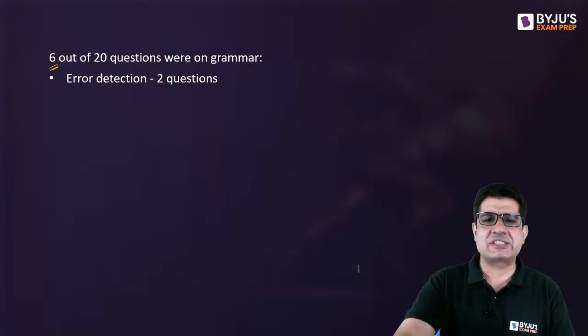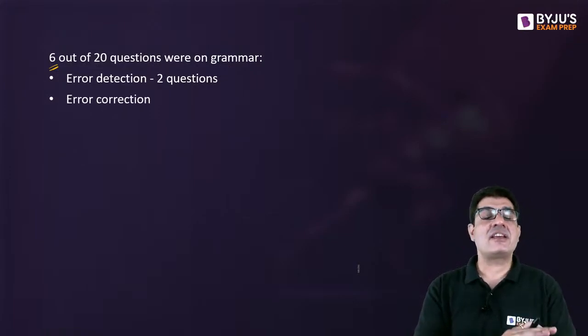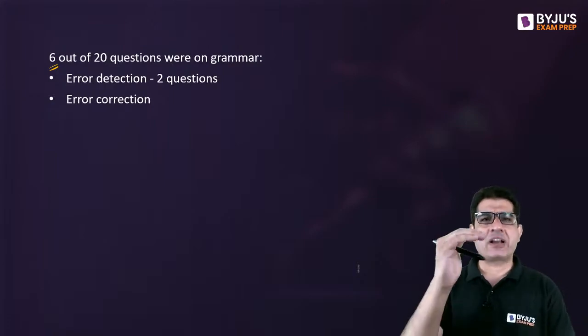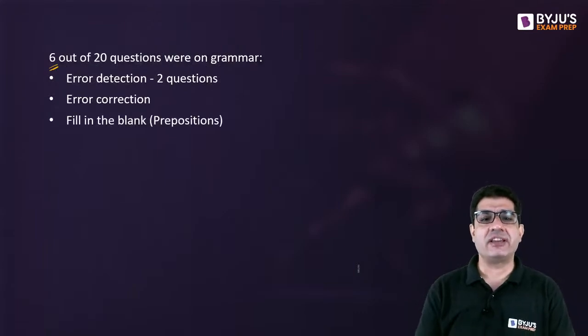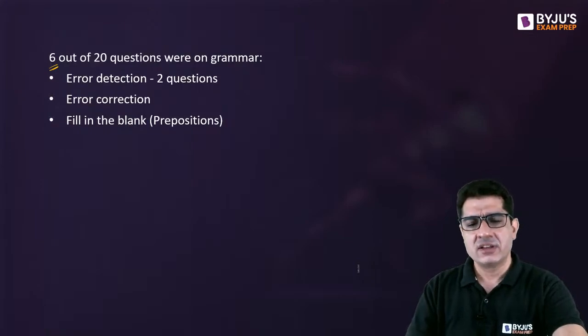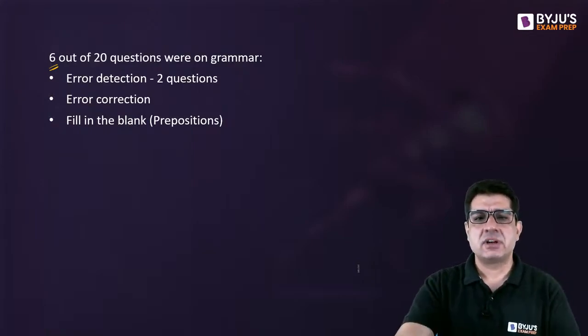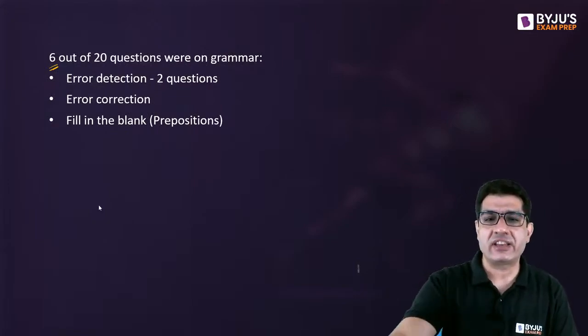So wherever grammar is tested, I think error detection is usually one of those default ways of testing us on this. Then the second thing is error correction. So they pick up a sentence, underline a part of it, and then they ask us to fix it. Additionally, you had fill in the blank questions that were primarily meant to test your understanding of the prepositions that get involved in the sentences.